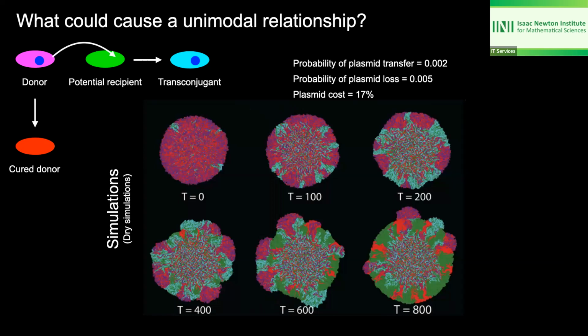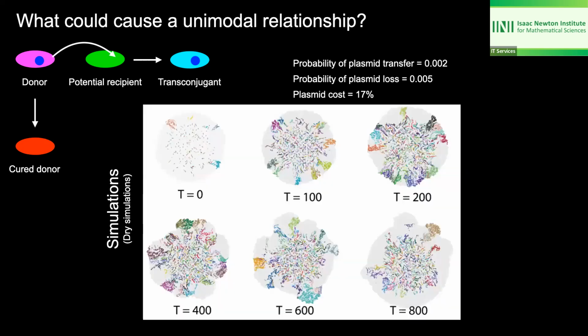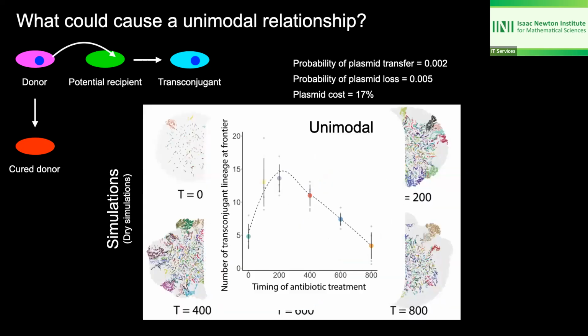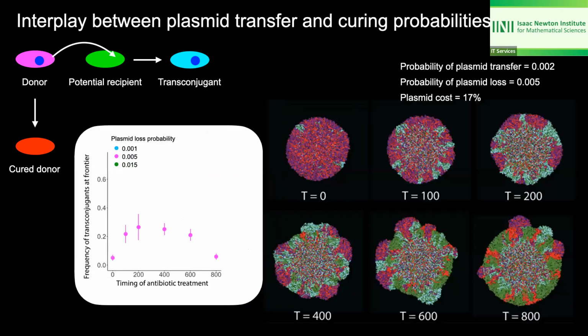So again, though, why is this? I'll just switch through this. We do lineage tracking too, but I'm going to run out of time. So Yinyan's hypothesis is that it's really an interplay between these two, plasmid loss and plasmid transfer rates, that is giving rise to this unimodal relationship. When she set the plasmid loss and plasmid transfer rates to 0.005 and 2, she gets that nice unimodal relationship.